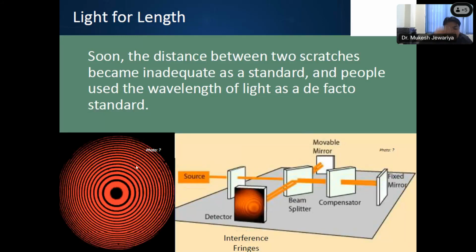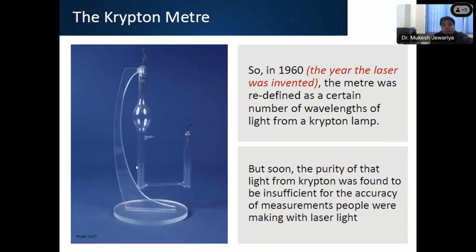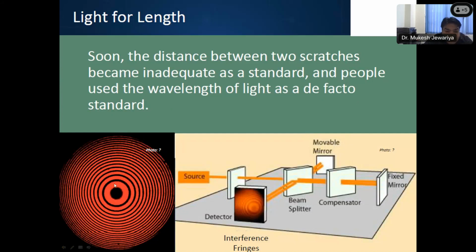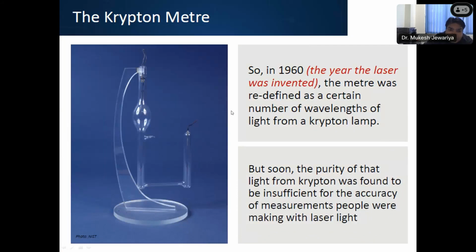So instead of the laser first, they defined the krypton meter. Maybe some of you might have heard of krypton. So based on the krypton lamp and its frequency, they defined the 1 meter in 1960. The laser was invented the same year, because at that time the laser was not there. So Michelson did his experiment using a helium lamp. Then the laser was not yet invented, so in 1960 they used the krypton lamp. This is the krypton lamp, if you know.